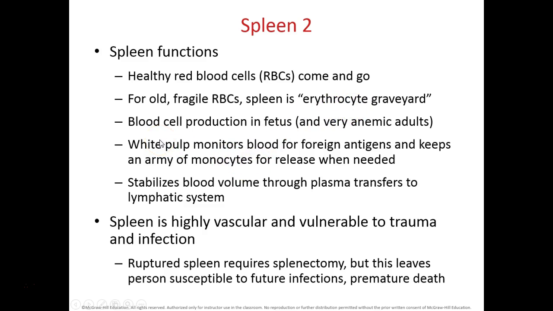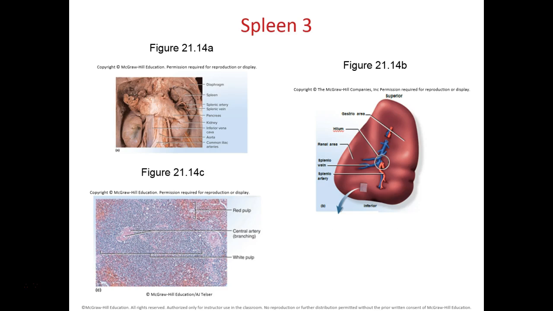Blood cell production in the fetus and anemic adults also happens in the spleen. The white pulp monitors blood for foreign antigens, remembers the white blood cells, and keeps an army of monocytes for release when needed. So it also stores monocytes for further use. Stabilizes blood volume through plasma transfers to the lymphatic system. The spleen is highly vascular and vulnerable to trauma and infection. So a ruptured spleen requires the removal, which leaves the person susceptible to future infections and premature death.